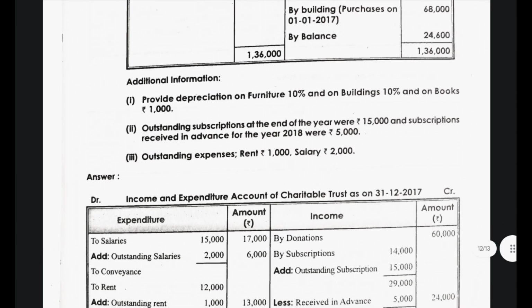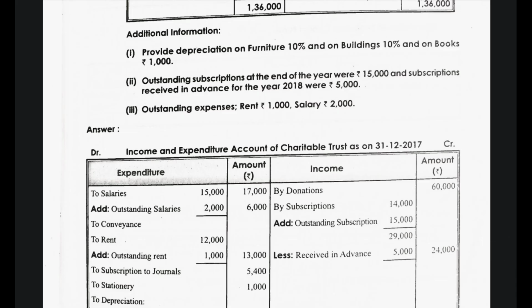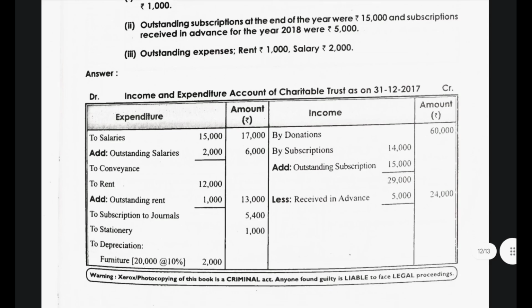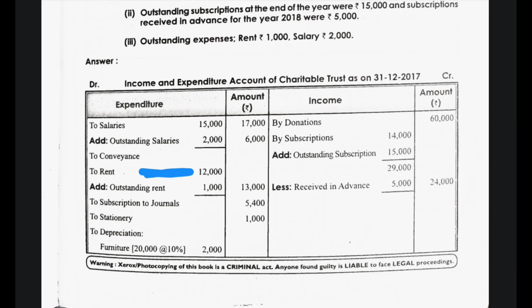Now second, 6,000 convenience. Nothing is given, no adjustments. So 6,000 as it is we are writing. This is the convenience amount 6,000. After adding these two items, 17,000 salaries, and this is convenience. No other information is given in the adjustments relating to convenience. So as it is we are writing this 6,000. Now one by one I am clearly explaining. Now next we have rent. Rent amount is 12,000. Relating to rent, outstanding rent is given in the adjustment. So rent we are taking 12,000. Outstanding rent we are adding 1,000. So we are getting 13,000. Clear now with the three amounts.